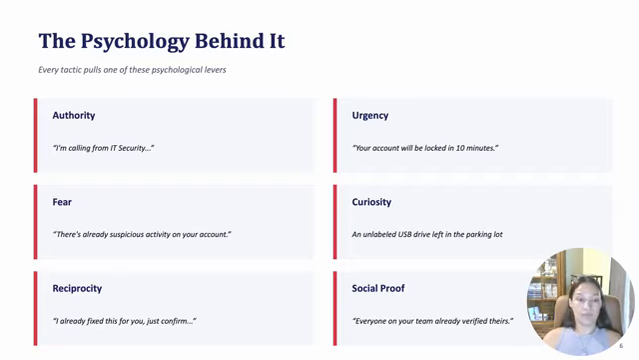Then we have reciprocity. I already fixed this for you. So if you could just confirm your PIN, just confirm the email that you used, just confirm the code that we just sent you. Next, we have urgency. So your account's going to be locked in 10 minutes if you do not give me this information.